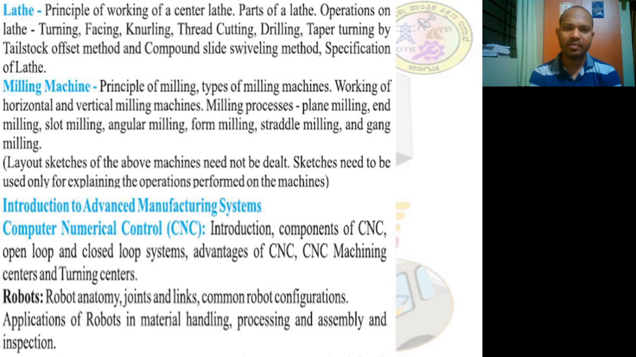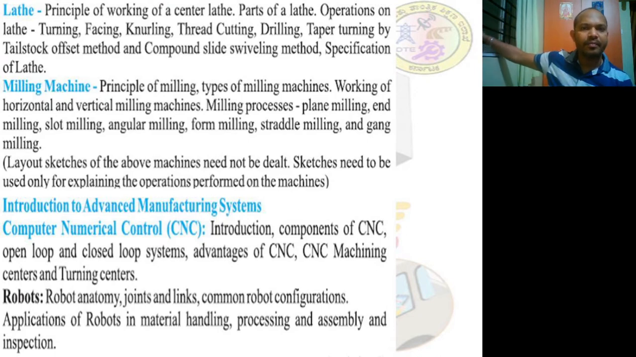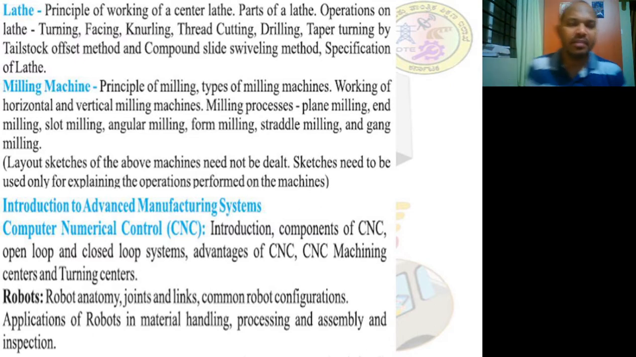And then the milling processes: plain milling and end milling, and then we will also have slot milling, angular milling, form milling, and straddle milling. These are the different types of milling operations, and we will also have gang milling, wherein we will not be going in depth, except that the layout sketches of the above machines need not be dealt with. The sketches need to be used only for explaining the operations performed on the machines, that is required. Okay. Next we will also study introduction to advanced manufacturing systems.